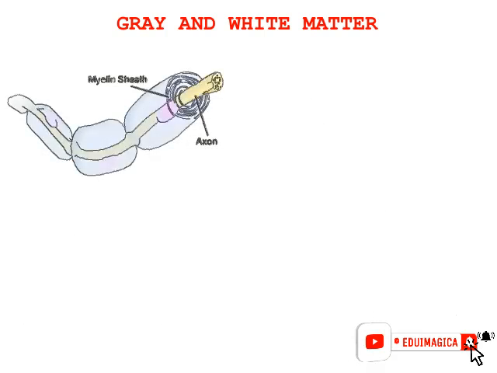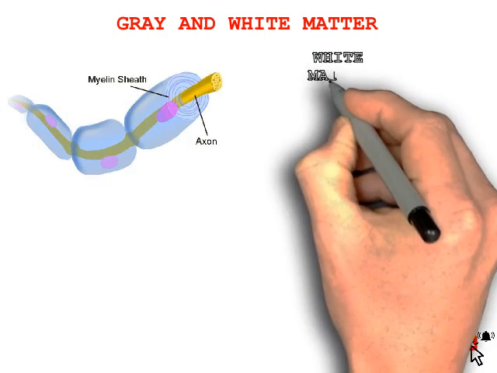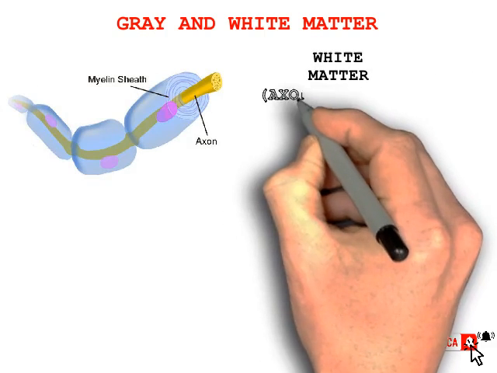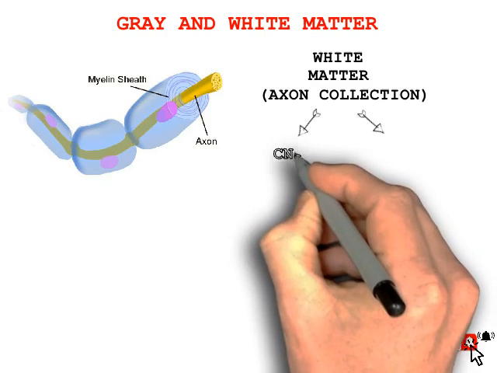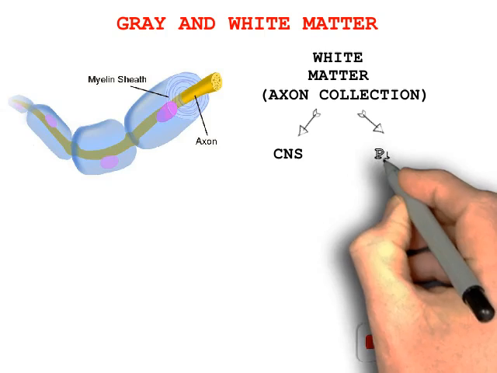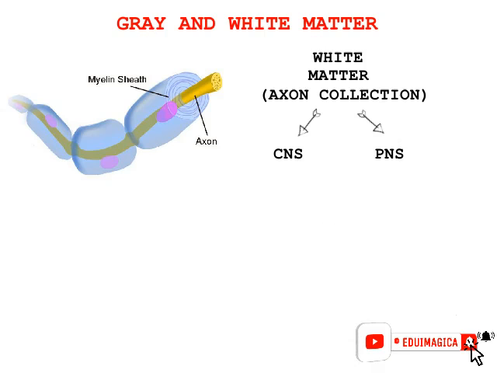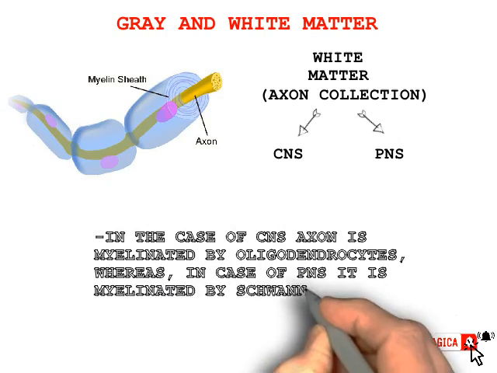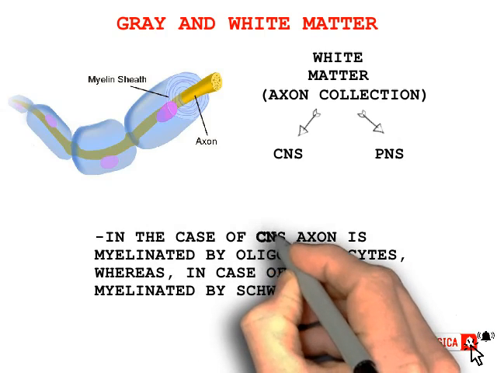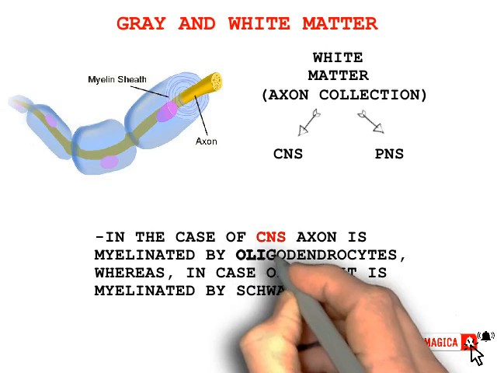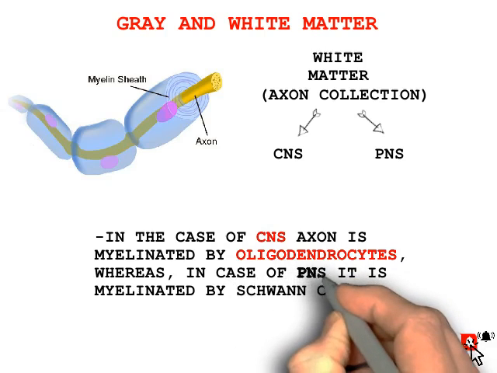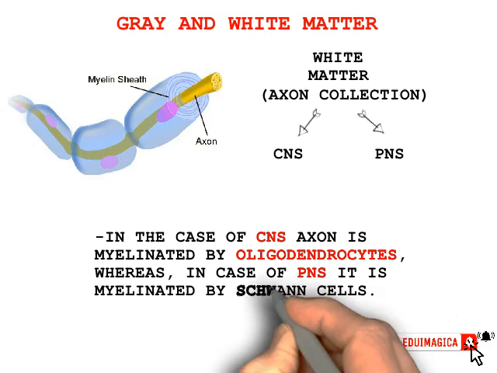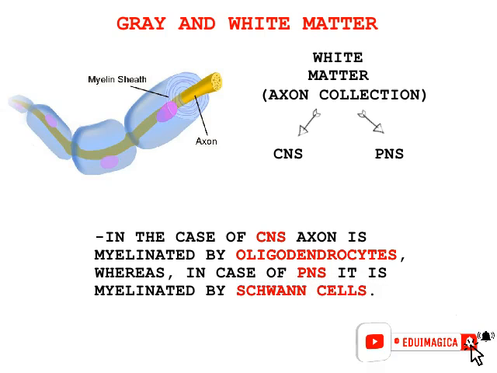Now, the white matter is the collection of axons in the central and the peripheral nervous system. So what is the difference between the central and the peripheral nervous system? The difference is that in both, as we all know, the axon is myelinated, but in the case of the central nervous system, the axon is myelinated with the help of oligodendrocytes, and in the case of the peripheral nervous system, it is myelinated with the help of Schwann cells. So now we know the difference between the collection of axons in the central and the peripheral nervous system.